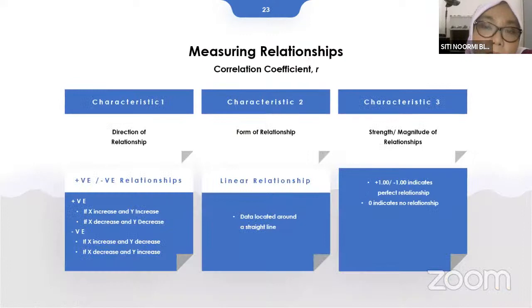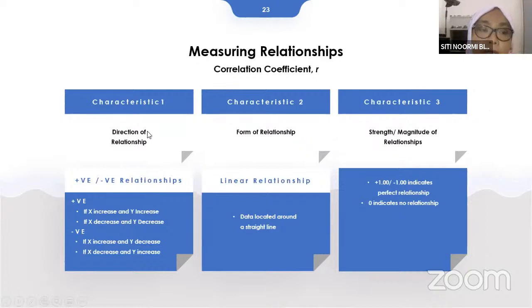To measure the relationship, again we use the correlation coefficient, either rs or r, depending on the type of statistical analysis. When we measure the relationship through the correlation coefficient, we are probably interested in describing the nature of the relationship in three main points.